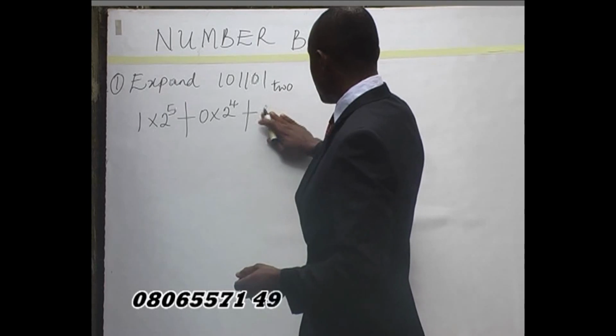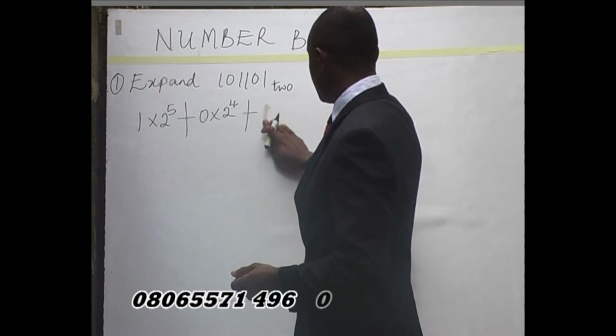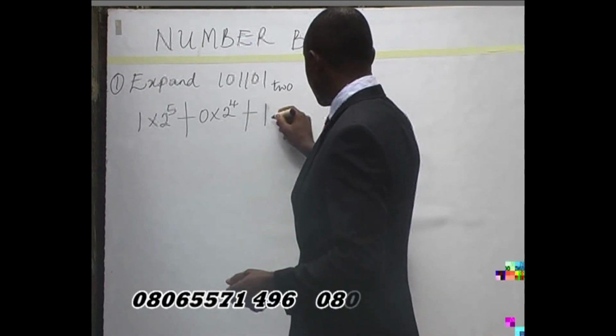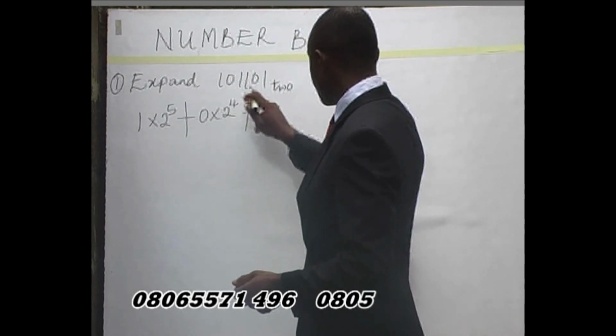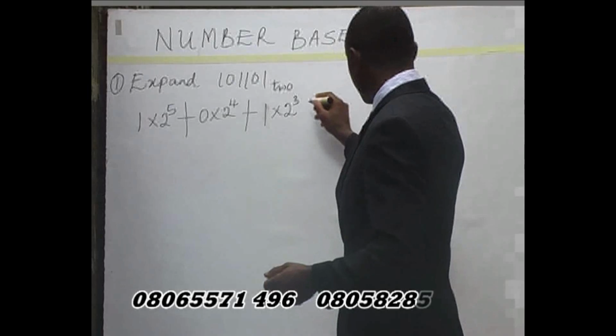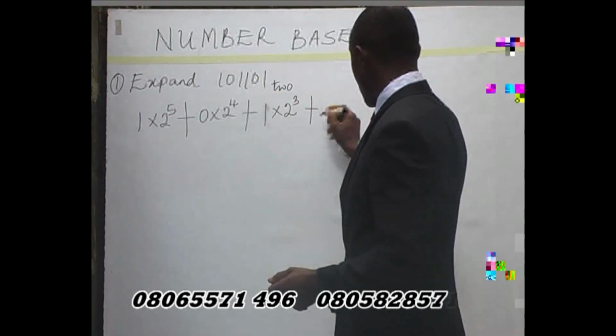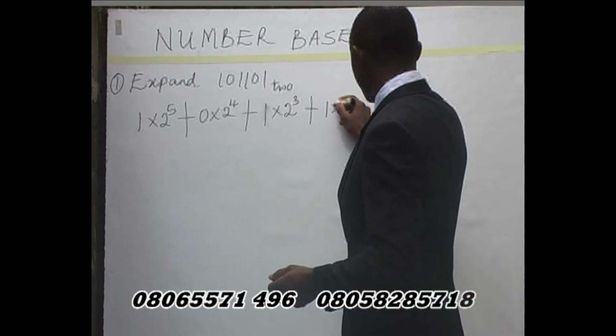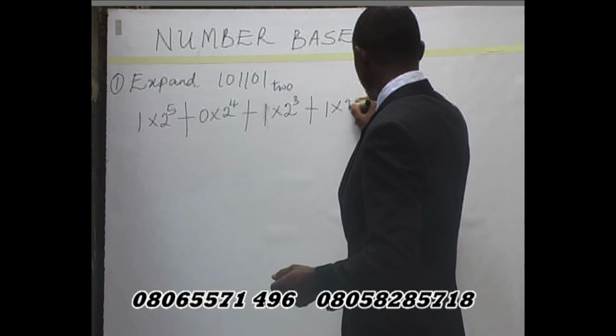The next number is 1. Plus 1 times 2 exponent 3. Plus the next number is 1. 1 times 2 exponent 2 now.